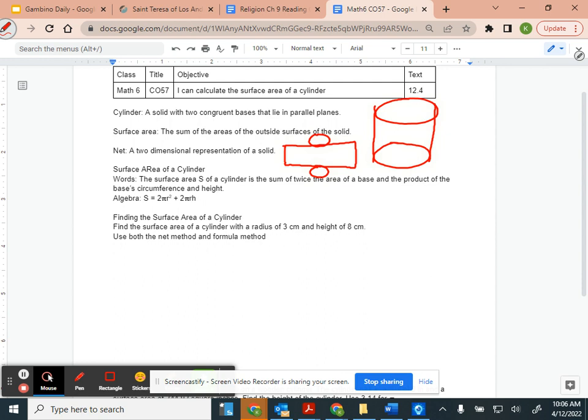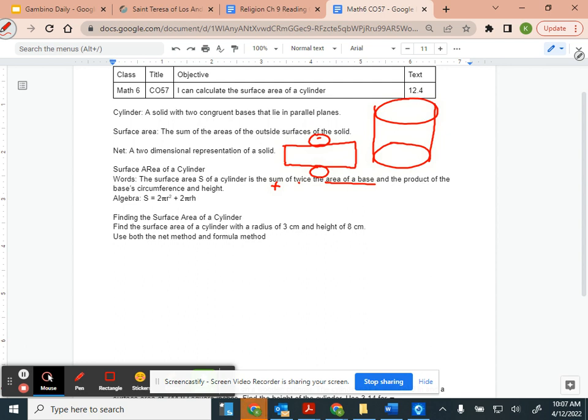The surface area S of a cylinder is the sum. What does sum mean? Adding of twice the area of a base. So of the base, that's a circle. Why do we do twice? Yeah, twice means we multiply. Why are we multiplying the area of the base by 2? Landon? Because there's 2 bases, there are 2 circles. So we're going to multiply that area of the circle by 2.